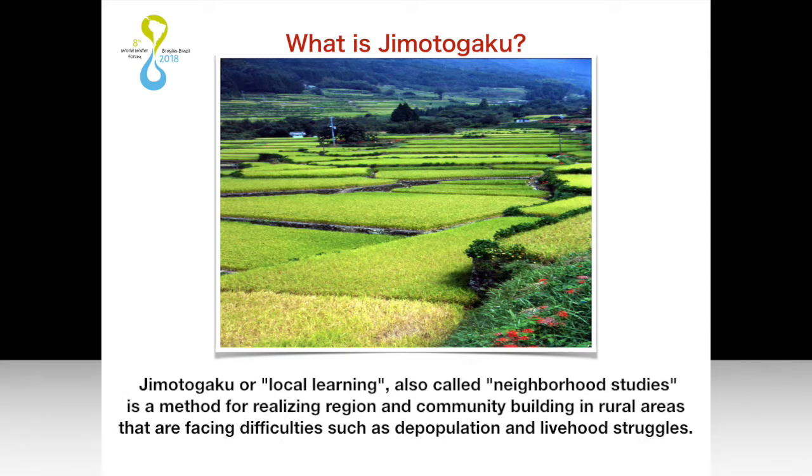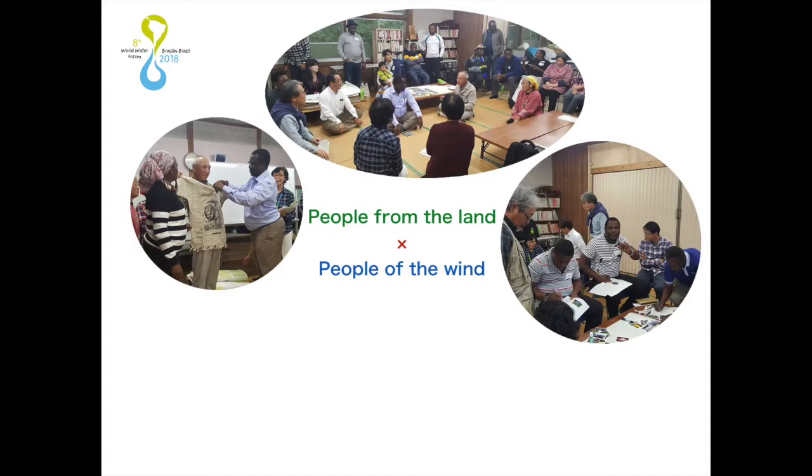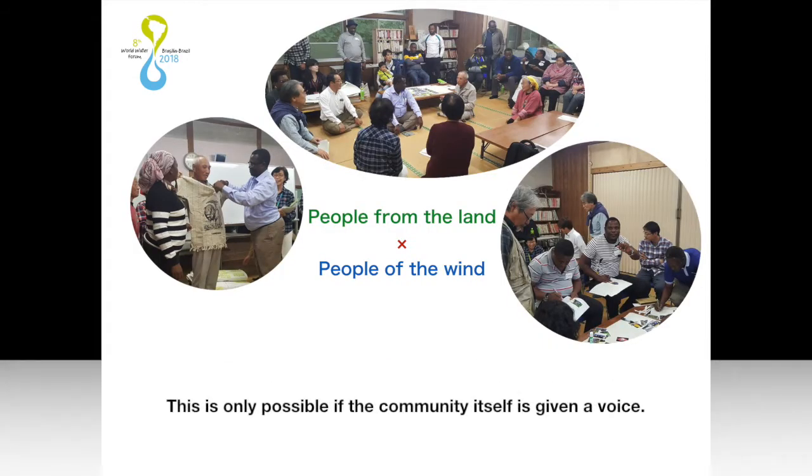Jimotogaku, or local learning, also called neighborhood studies, is a method for realizing region and community building in rural areas that are facing difficulties such as depopulation and livelihood struggles. This is only possible if the community itself is given a voice.